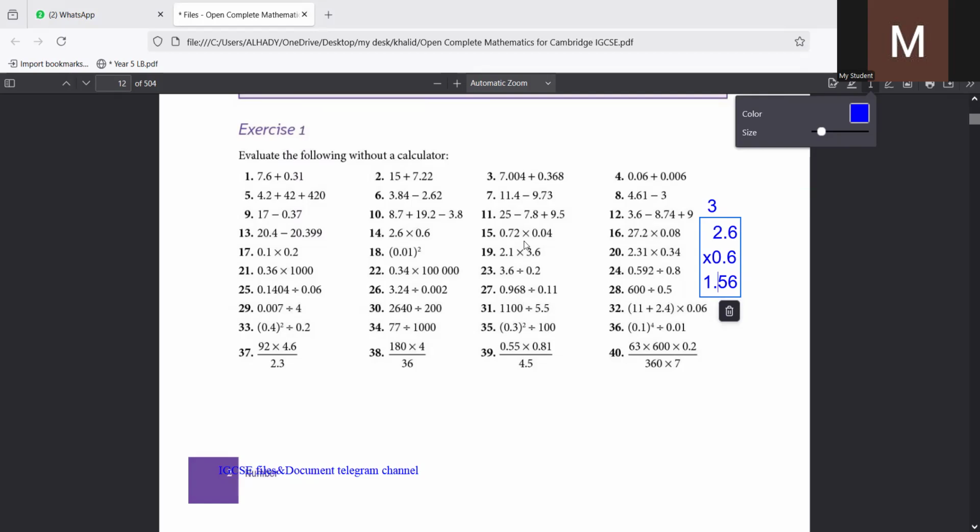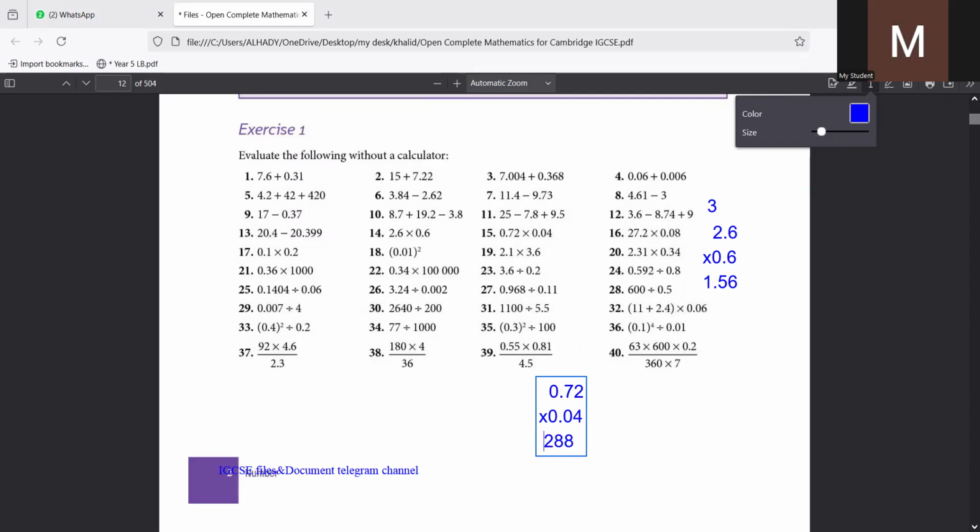So this one could be the second number. It is 0.72 multiplied by 0.4. With the same idea, if you ignore the decimal point, you'll find it is 72 times 4. Multiply by 4 normally. 4 times 2 is equal to 8, and 4 times 7 is equal to 28.